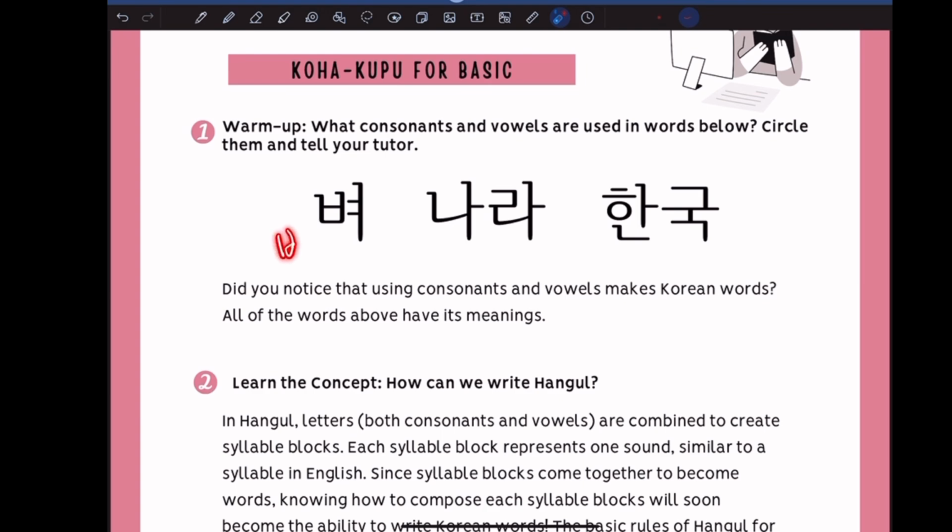So as you combine the b sound of the consonant and the yo sound of the vowel, we're going to pronounce this as the word pyo. Pyo. Pyo in English means wheat.